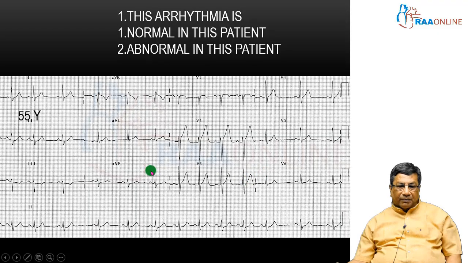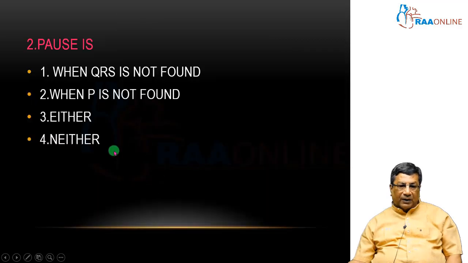Some of the ECGs. So now you see that here this arrhythmia is normal in this patient, abnormal in this patient. The patient is 55 years old. So what arrhythmia do we have? Pulse is faster during some phases, pulse is slower in some phases. So the sinus arrhythmia. Sinus arrhythmia in elderly is definitely abnormal. So presence of sinus arrhythmia in elderly is abnormal. Absence of sinus arrhythmia in children is abnormal.